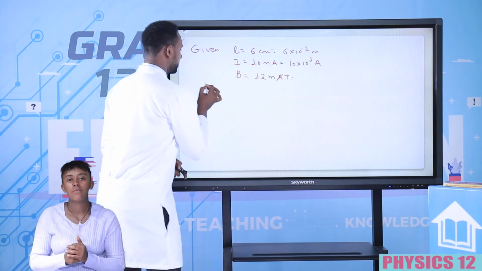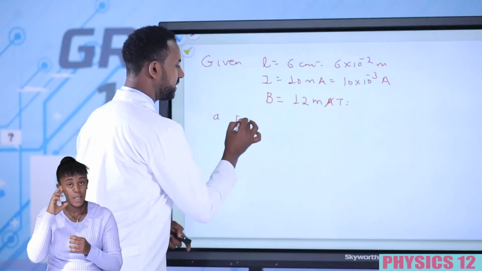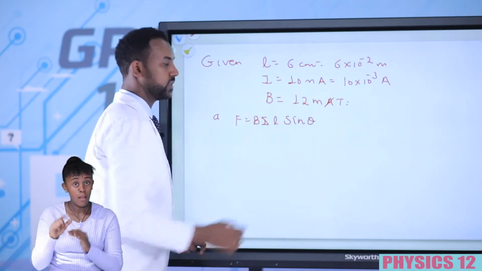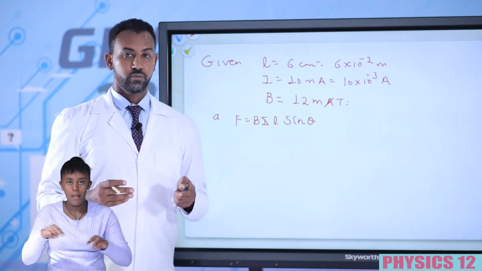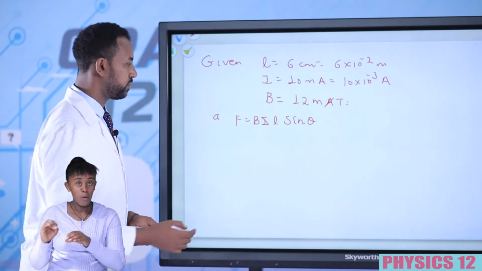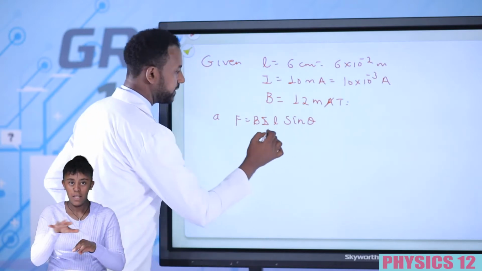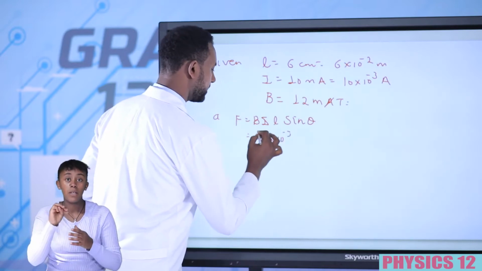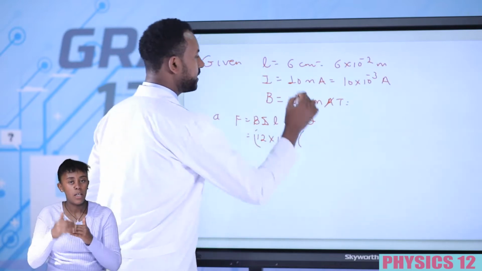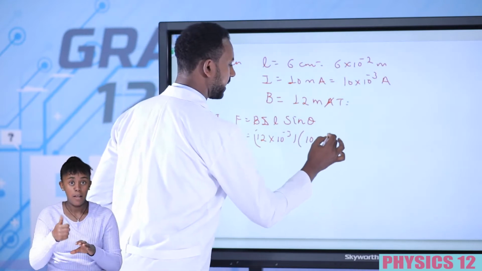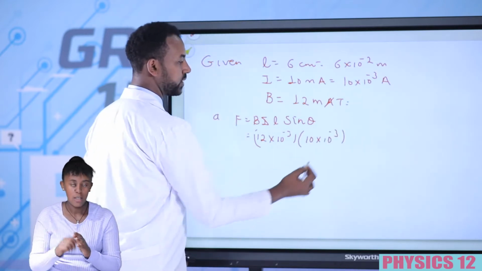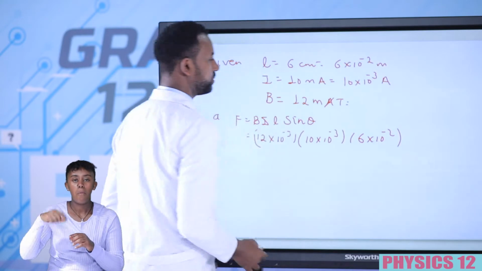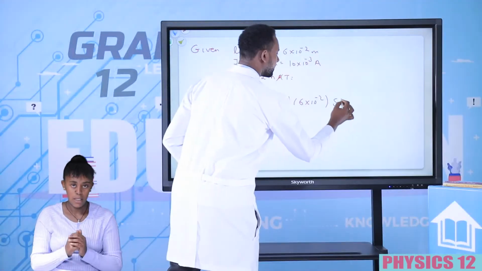Therefore, for case A, to determine the force, it's BIL sine theta. This is the way to determine the magnitude of the force for a current carrying conductor immersed in a uniform magnetic field. So in this case, we have 12 milli, meaning 10 to the power of minus 3, then the current 10 milli, again minus 3. Here millitesla, this one is milliampere, and the length is 6 times 10 to the power of minus 2 meter. And sine what?